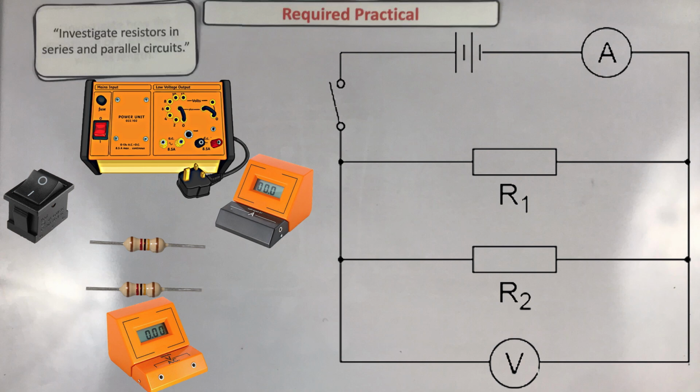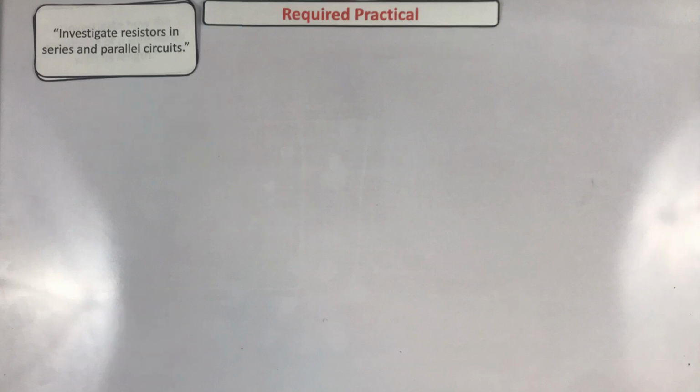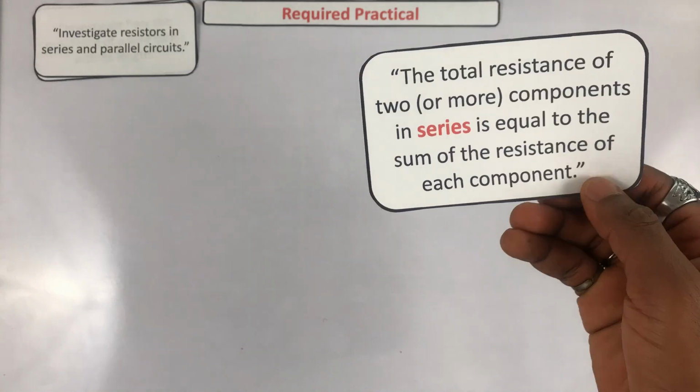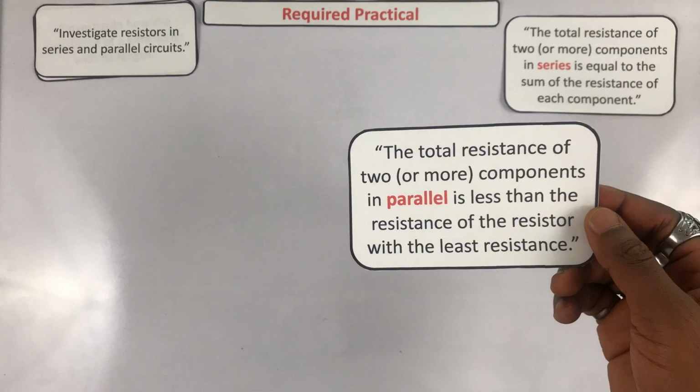Now you simply calculate the total resistance for both circuits. You should be able to find this out about your series circuit. The total resistance of 2 or more components in a series circuit is equal to the sum of the resistance of each component. And for your parallel circuit, you should find out that the total resistance of 2 or more components in parallel is less than the resistance of the resistor with the least resistance.